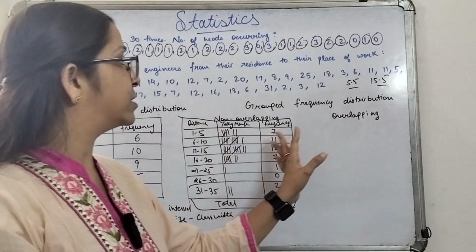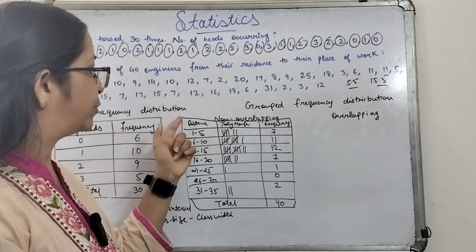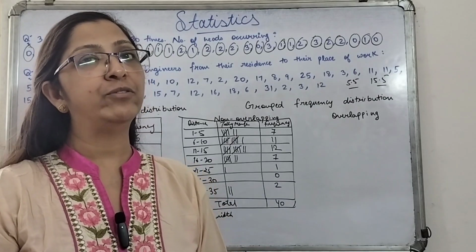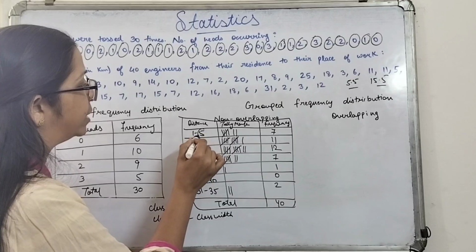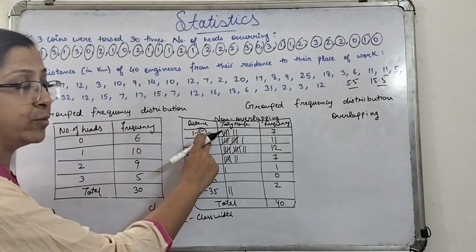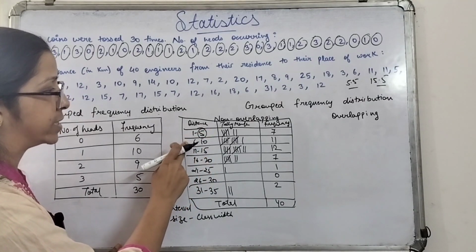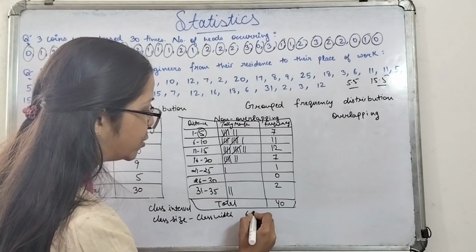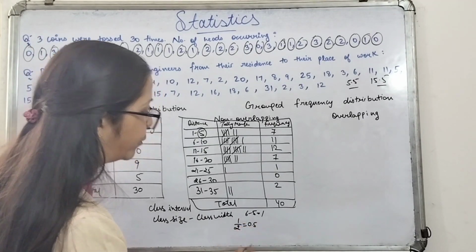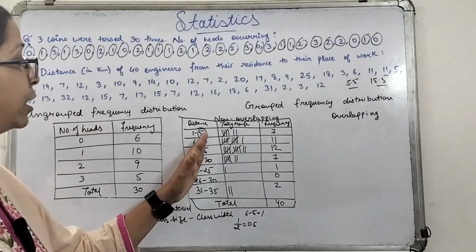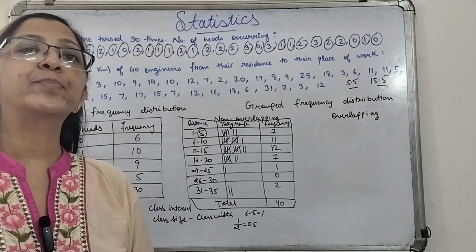To overcome this problem, we convert this non-overlapping type of class interval into an overlapping type of class interval. How can we convert it? First of all, we will see the upper class limit of this class interval and the lower class limit of the next class interval. Here it is 5 and 6. What is the difference between the two? 6 minus 5 is 1. So we will divide this 1 by 2, that will be 0.5. So in every class interval, from the lower class limit we will subtract 0.5 and to the upper class limit we will add 0.5.